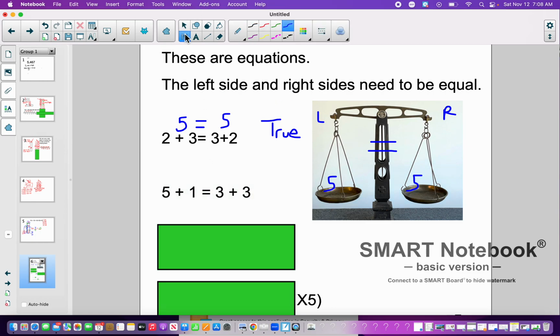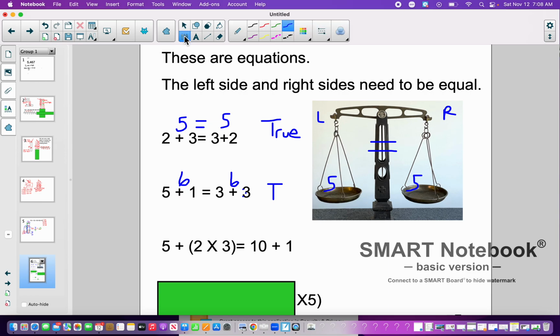Let's take a look at this one. If you want to stop, see if you could tell if it's true or not. 5 plus 1 more is 6. 3, 4, 5, 6. So yes, this one is also true. The left side does equal the right side.